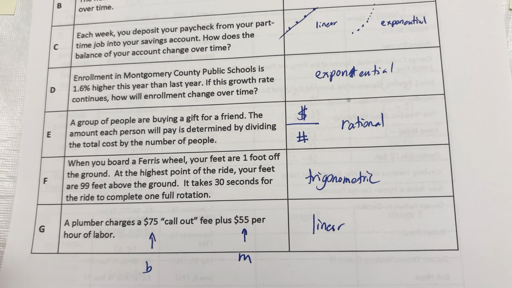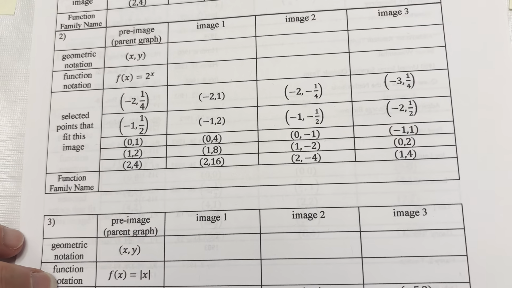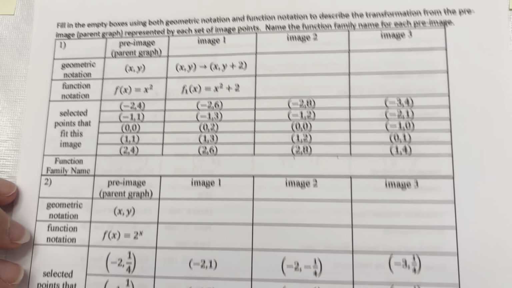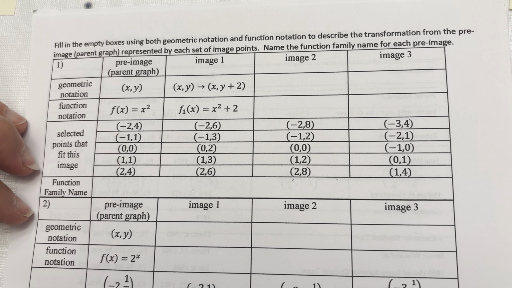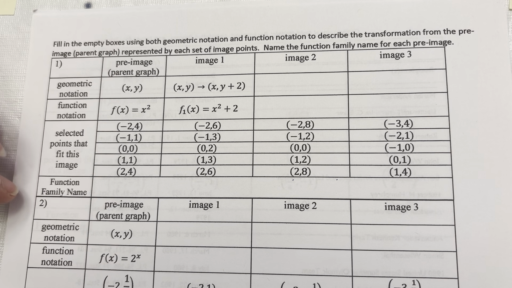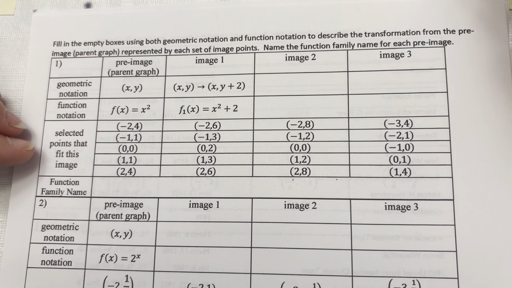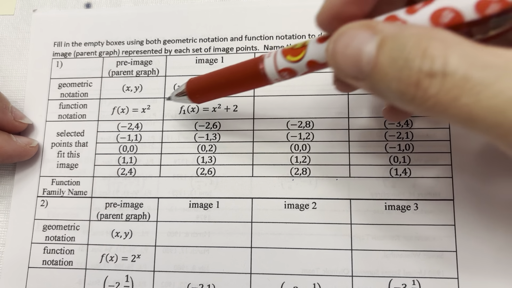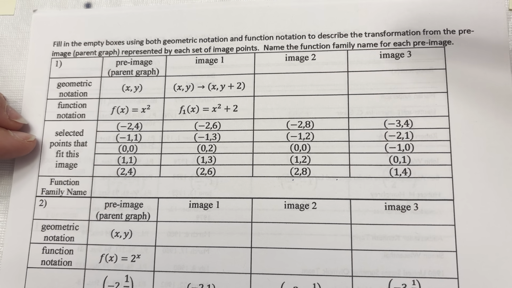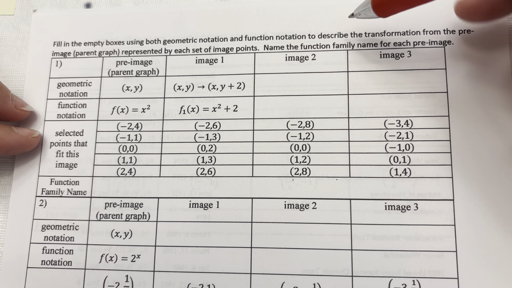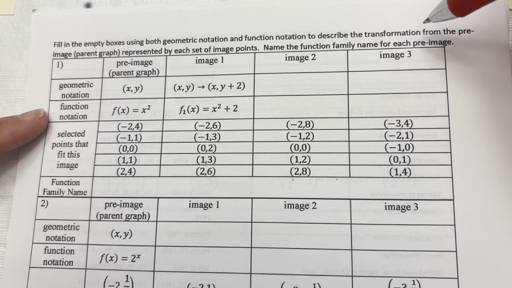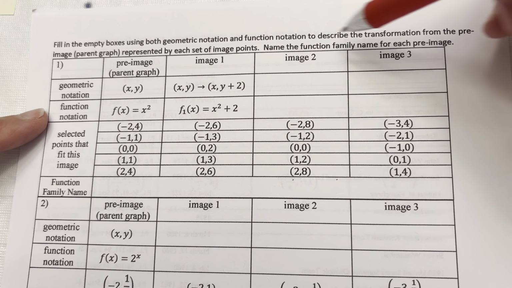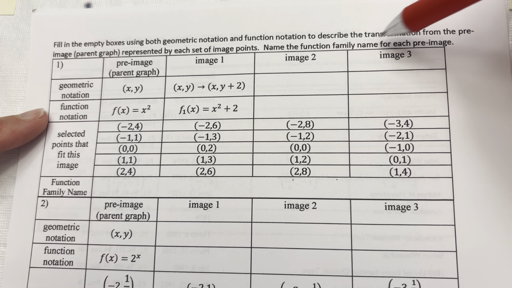The last thing we're going to look at today is transformations of functions using some point notation. What I want you to do is really notice, as you look at these sets of points, what is happening to both the x values and the y values. The directions say fill in the empty boxes using geometric and function notation to describe the transformation from the pre-image, the parent graph, represented by each set of image points. Name the function family name for each pre-image.